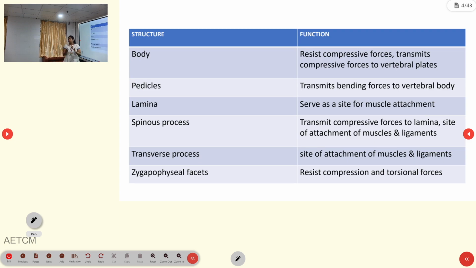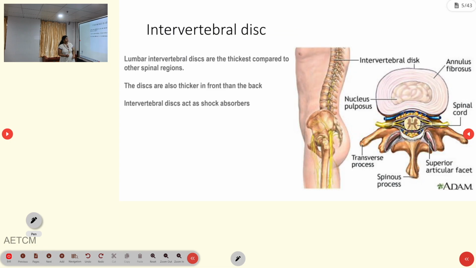The body is more massive, and it helps in resisting the compressive forces. There are pedicles which transmit the compressive forces to the vertebral body, and the presence of the lamina and also the spinous process provides muscular and ligamentous attachment. The transverse process also acts as a site for attachment of the muscles and ligaments, and the zygapophyseal facet or the Z facet resists compression and torsional forces.